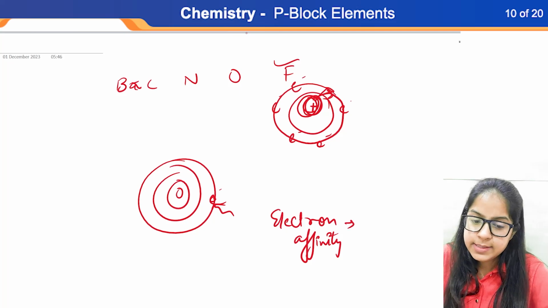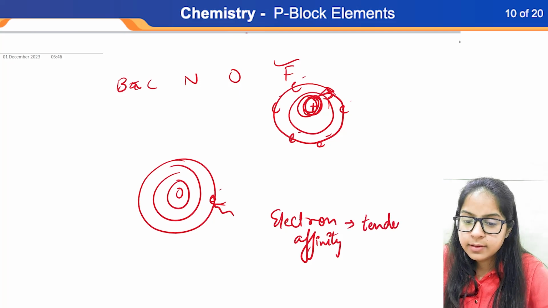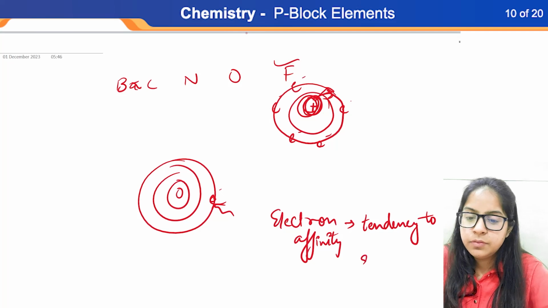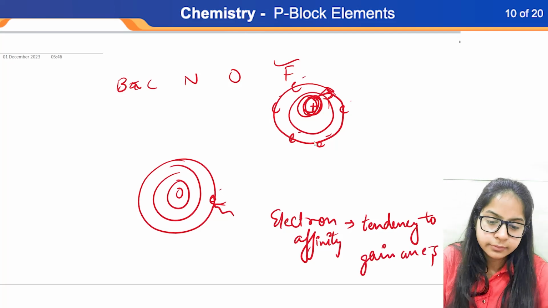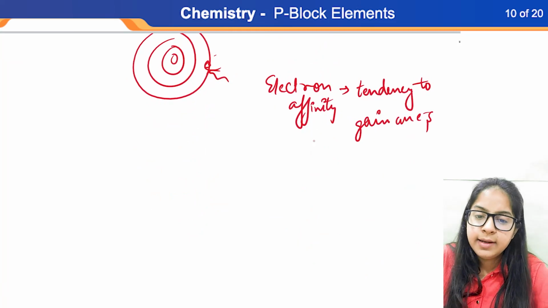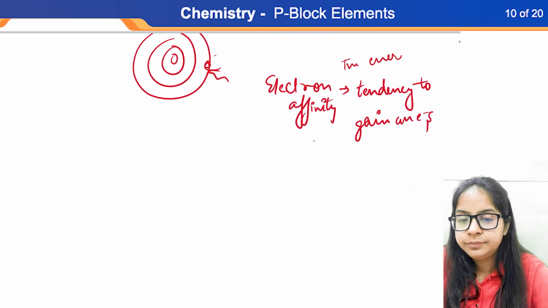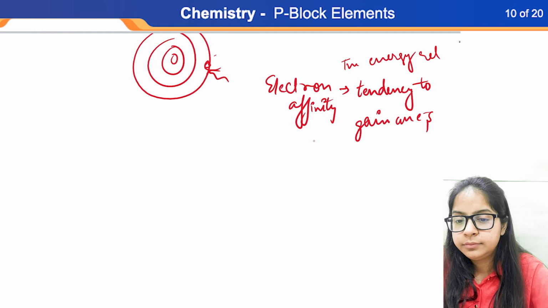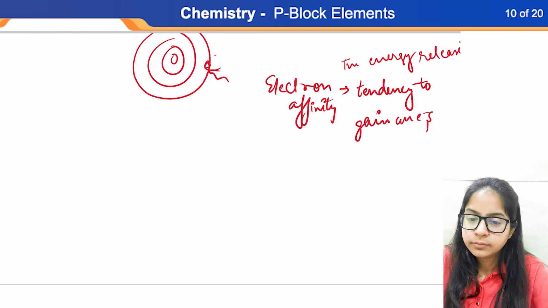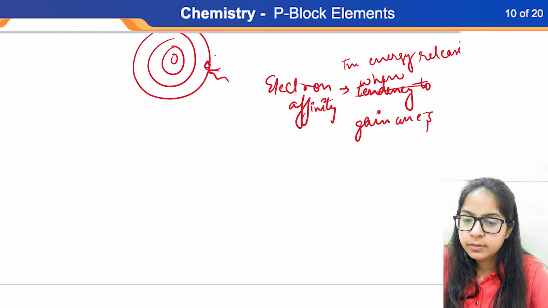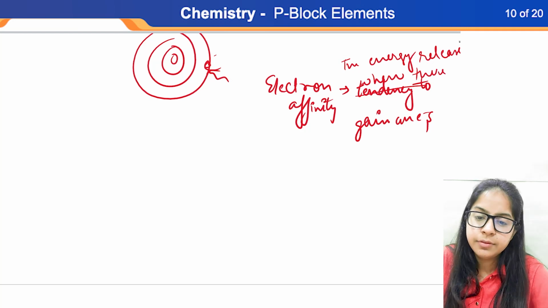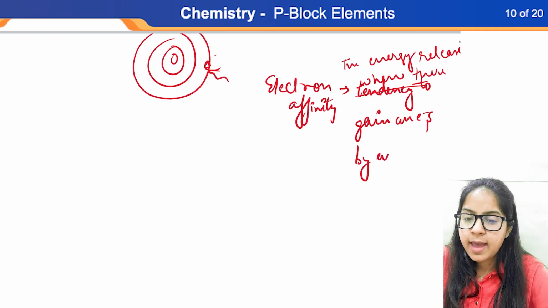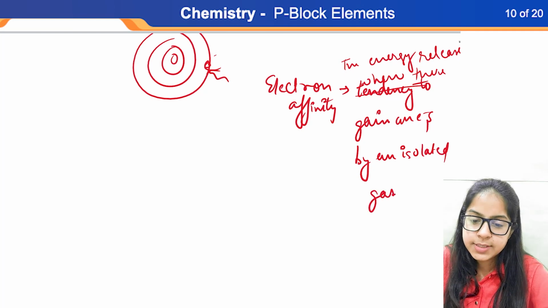Electron affinity means the tendency to gain an electron, the energy released when there is a gain of an electron by an isolated gaseous atom.